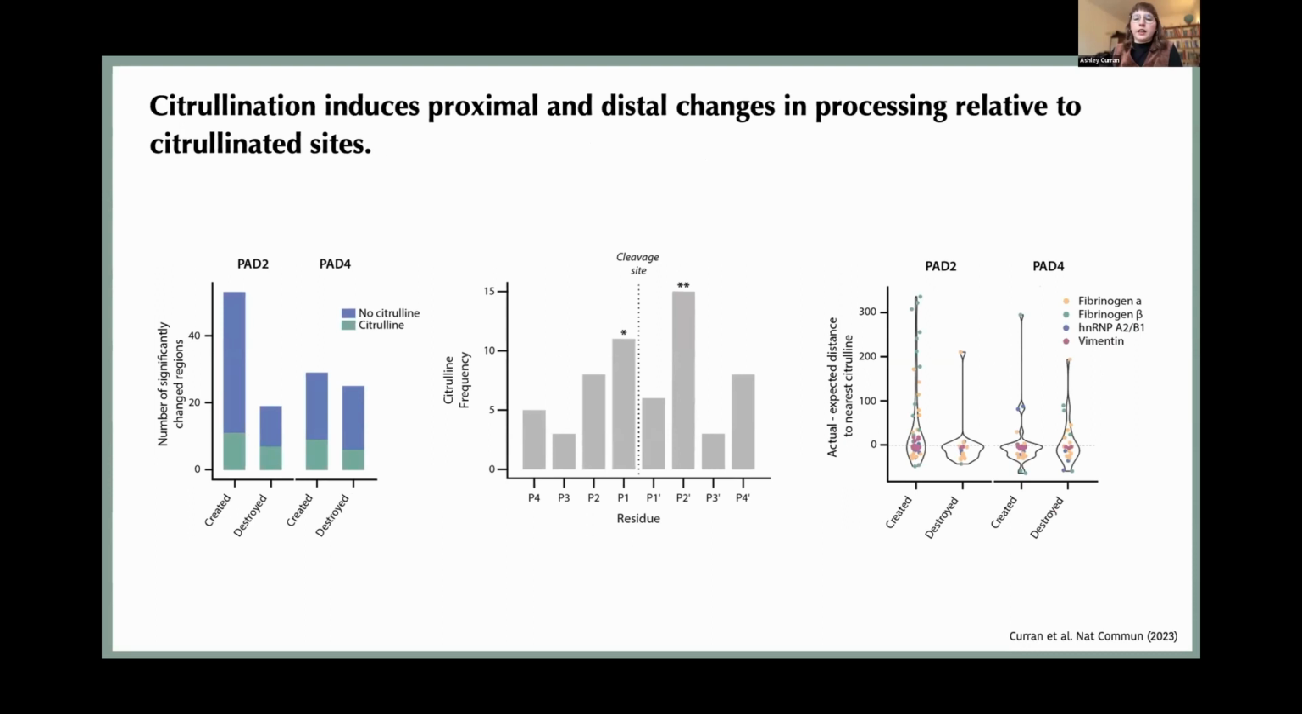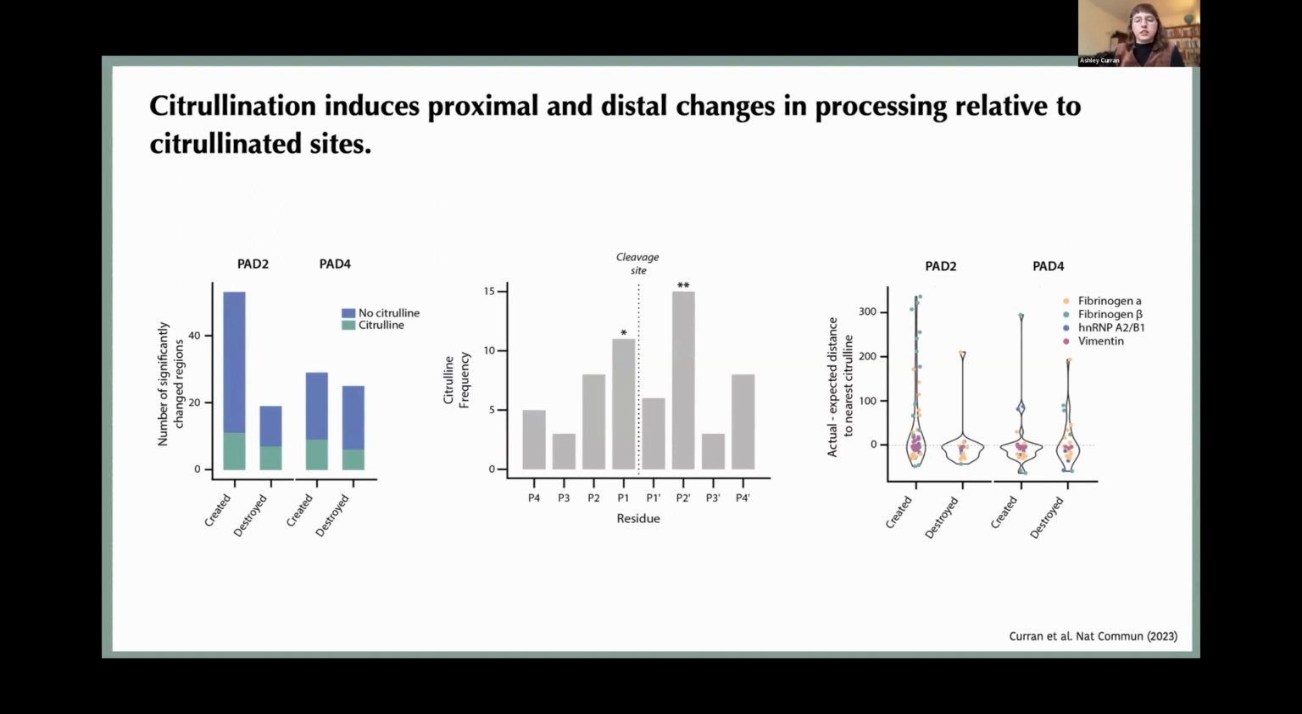When looking at the mechanisms underlying these changes in processing, we wanted to know where these were occurring relative to citrullinated sites. We found both proximal and distal changes in response to citrullination. When we look at created and destroyed sites in these regions of the protein, most of these sites do not actually directly contain a citrulline residue.